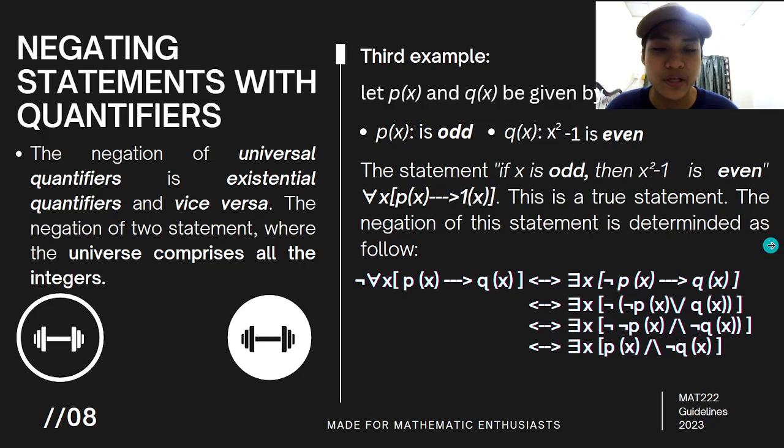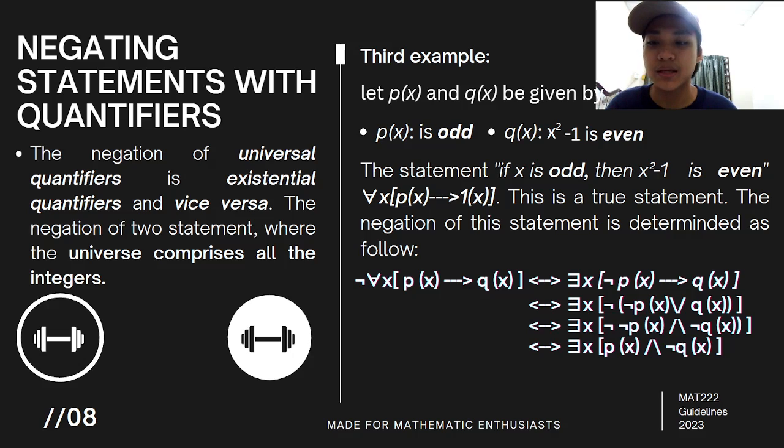Let P(x) and Q(x) be given by P(x): x is odd, and Q(x): x squared minus 1 is even. The statement: if x is odd, then x squared minus 1 is even. This is a true statement. The negation of this statement is determined as follows.